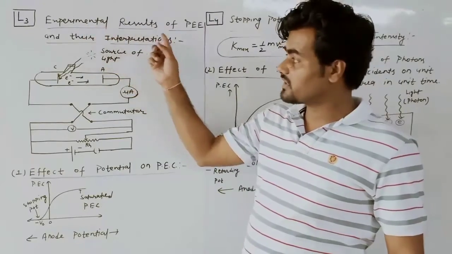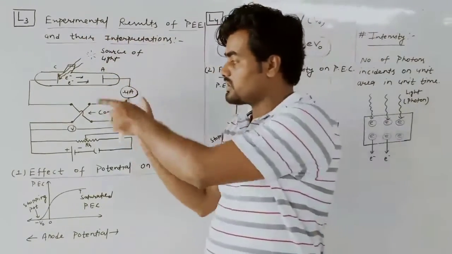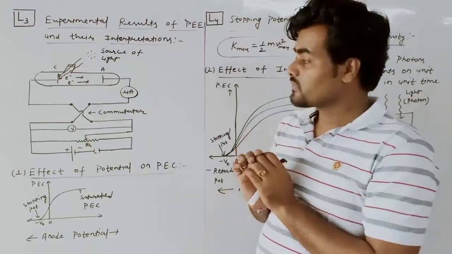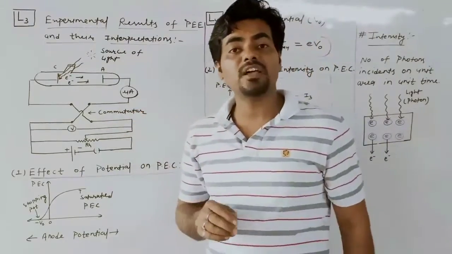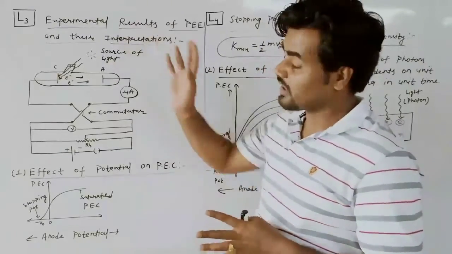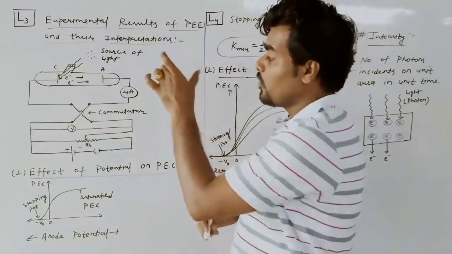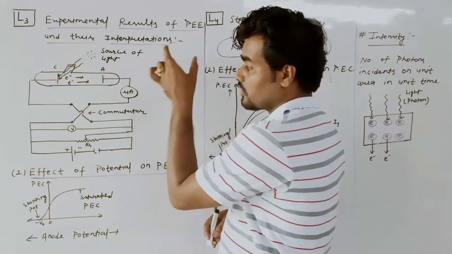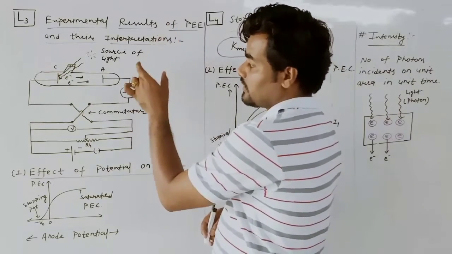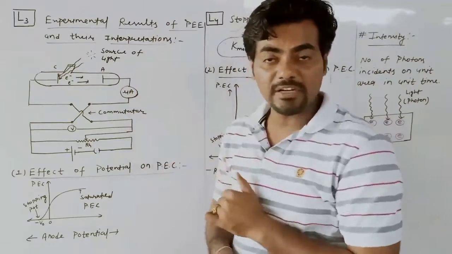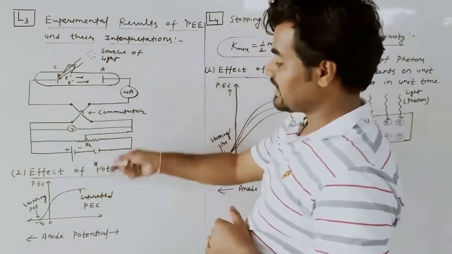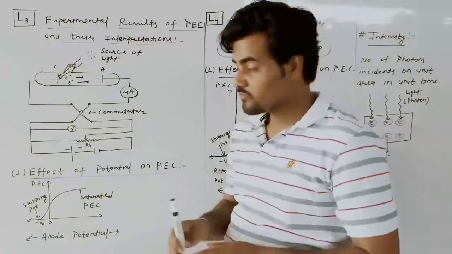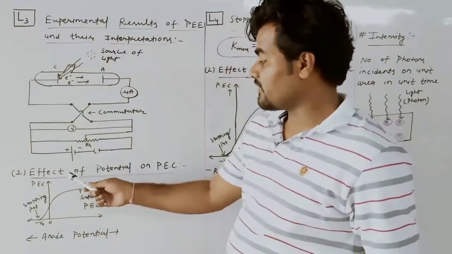For obtaining the experimental results, we use this experimental setup. The working and the description of this experimental arrangement I have already explained in third lecture. By using this experimental setup or arrangement, we obtain the following results of photoelectric effect. First of all we will see the effect of potential.